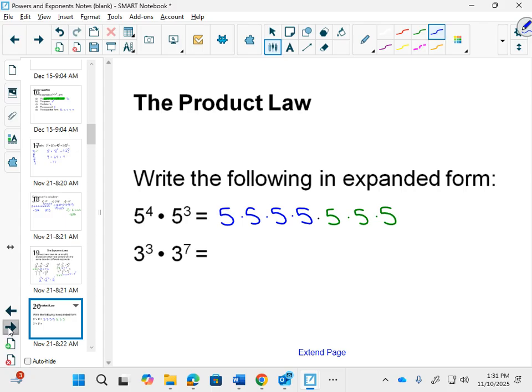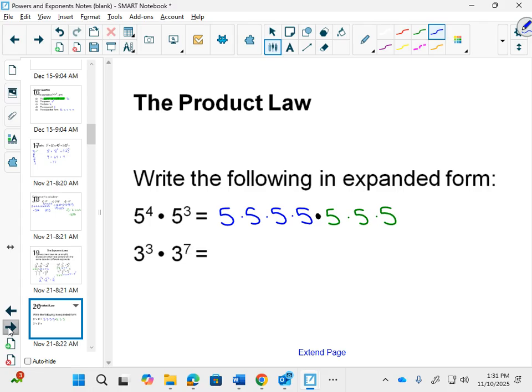Write the following in expanded form. And here's the big black dot in between. We start to use a dot in between for multiplication because we're going to be doing work with algebra with x's, so we can't use x's anymore. And the asterisk just takes too long, so just a dot is quick.